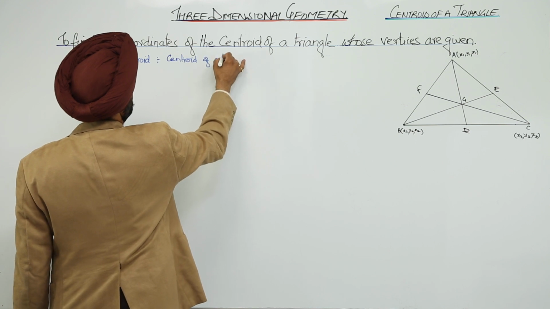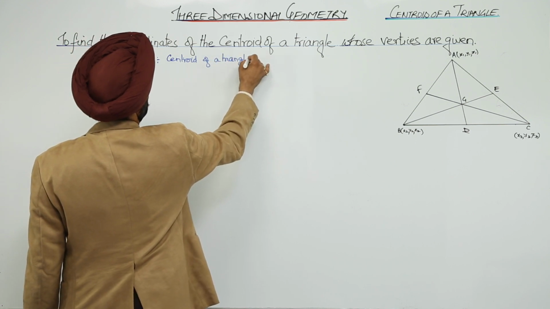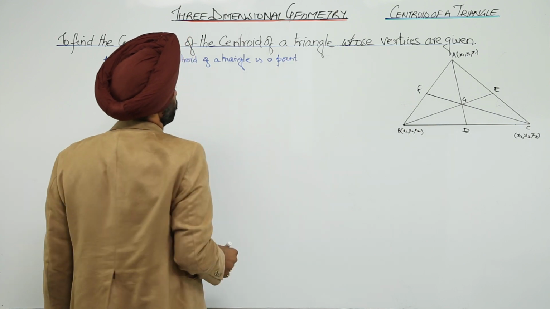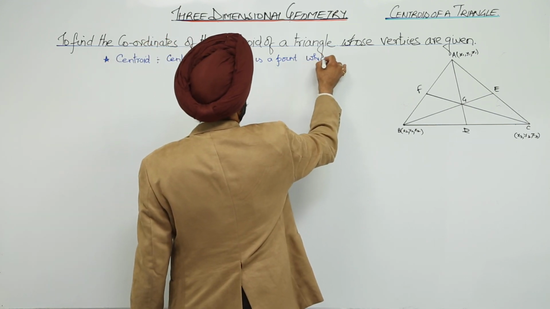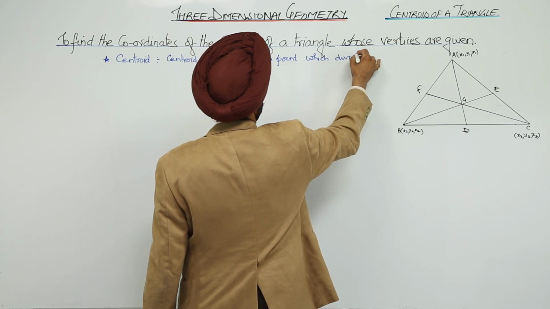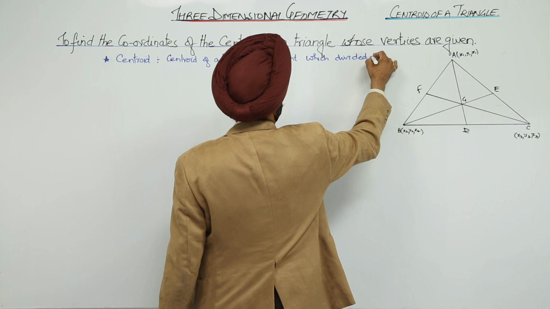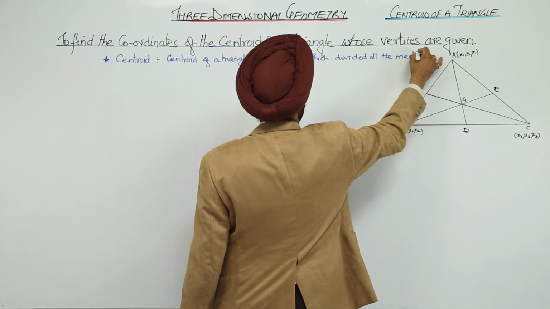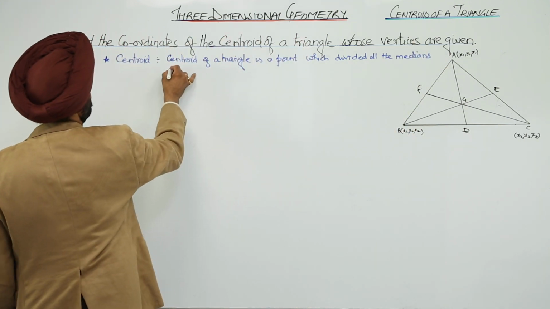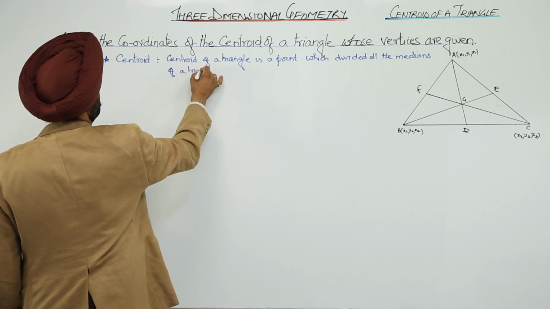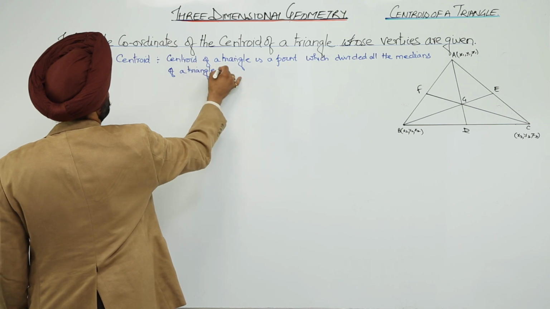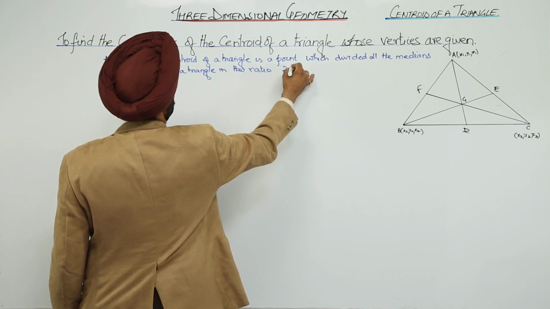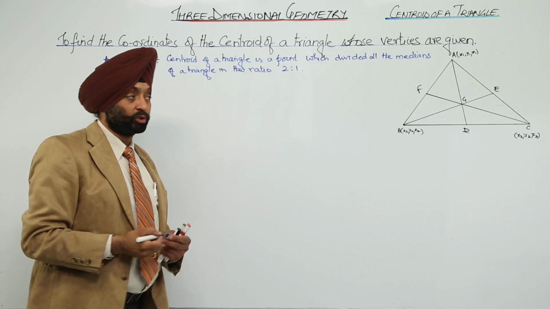Centroid of a triangle is a point which divides all the medians of a triangle in the ratio 2:1. Now this you have done in 2-dimensional geometry, in plane geometry.